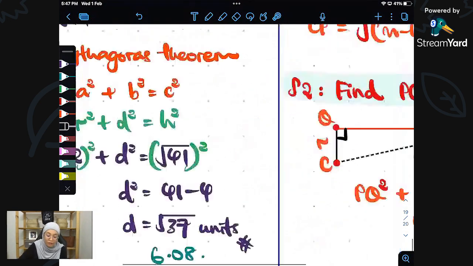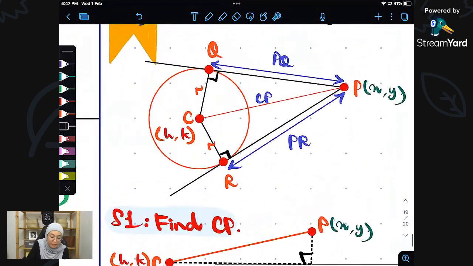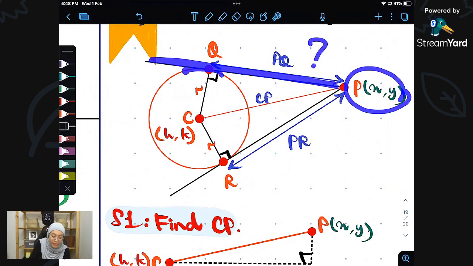So it's not that hard to find this line, the tangent line there, the length of the tangent line from point P to the circle.